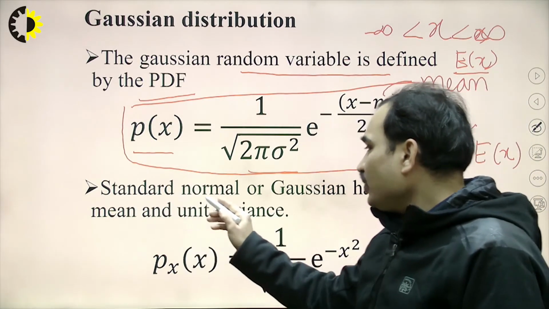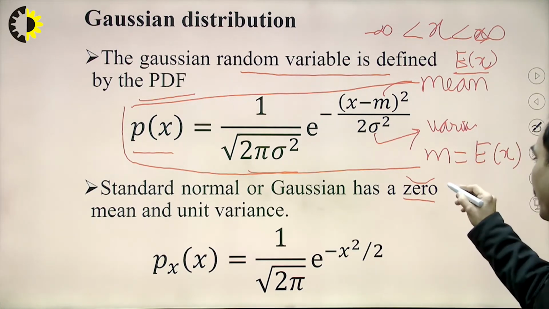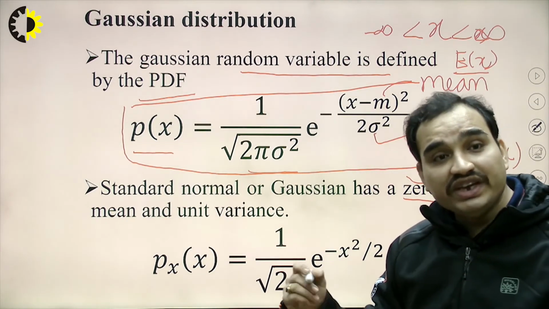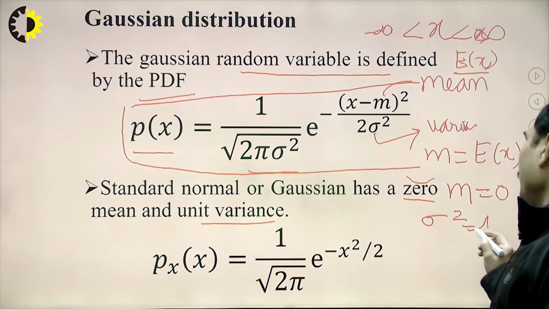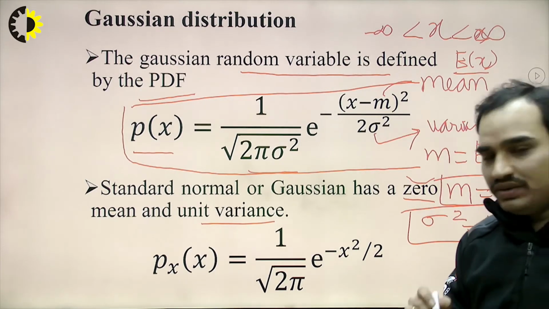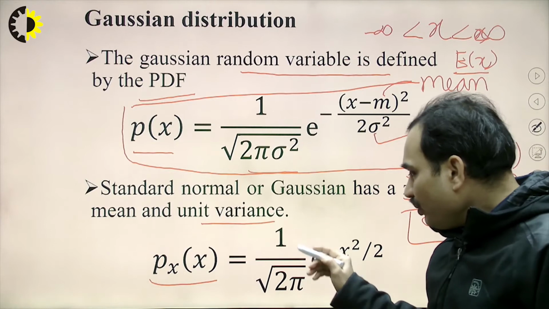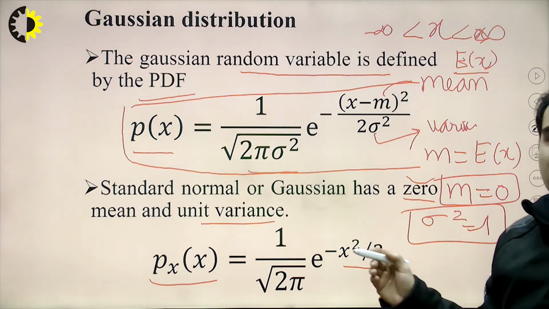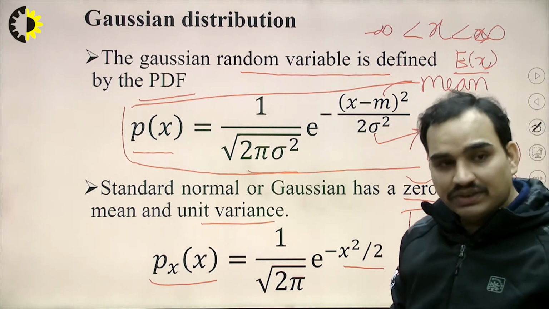So, we have the standard normal or the Gaussian distribution which has 0 mean. So, what is the value of m here? In case of a standard distribution, m will be 0. And what is the value of the variance? It is sigma x square equal to 1. So, we have m equal to 0 and sigma square equal to 1, so the PDF is given by 1 upon under root 2 pi exponential minus x square by 2. Why are we getting this? We have substituted m equal to 0 and sigma square equal to 1.